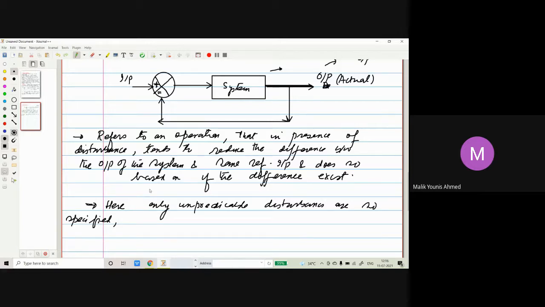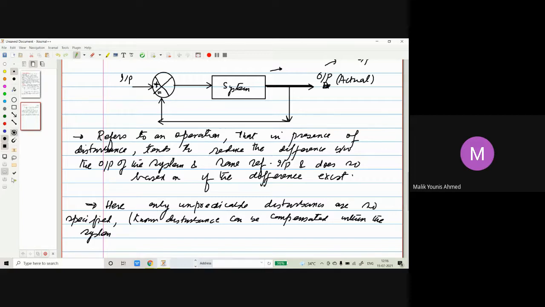Since the disturbances which are known to us can always be compensated within. So known disturbances can be done what? If there is a known disturbance, it can be compensated within the system. So this is a very important point.